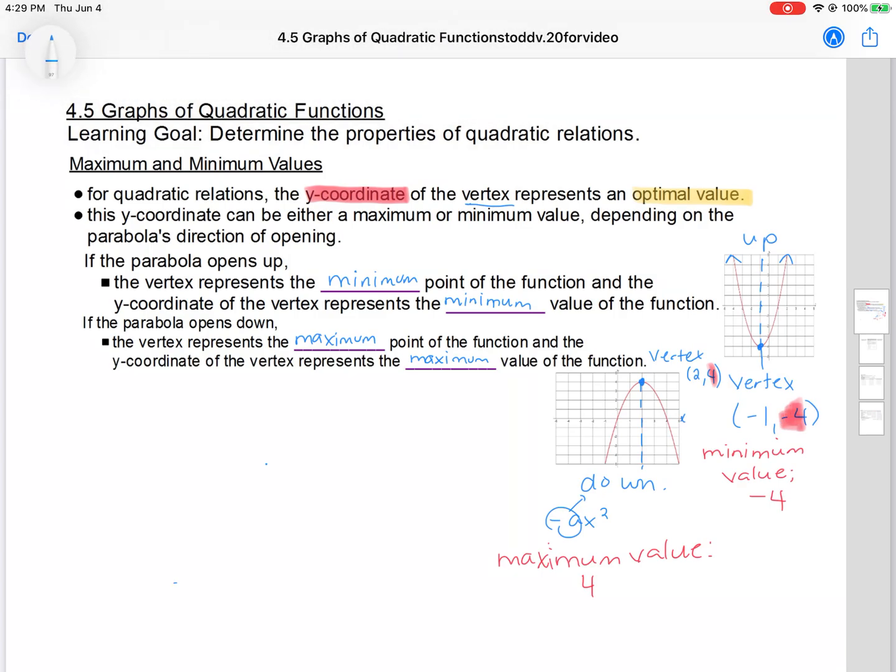And you'll see that when we do the word problems again, or when we talk about the optimal values in 6.3 and 6.4. Okay?